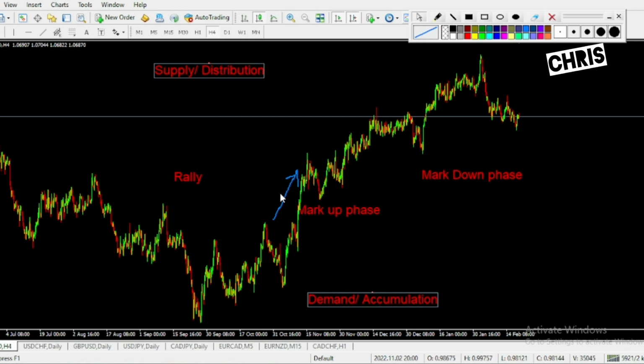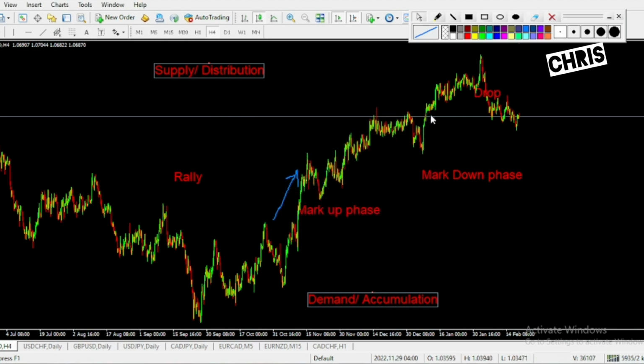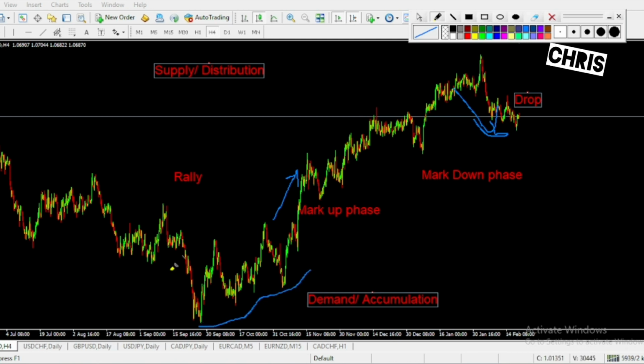So it's as simple as that. Then this one is the rally. Then this one is normal, it's a drop. They did not use a complicated name. This one is now called a drop. The market is dropping. So yes, that is as simple as demand and supply.